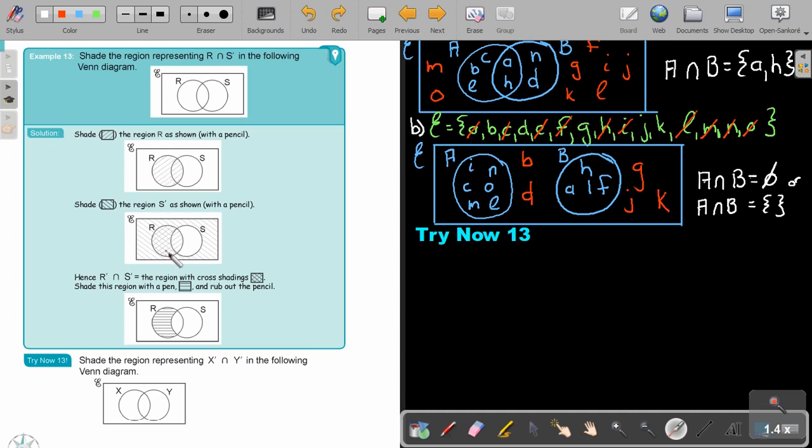So do this with pencil. And then with pen, you indicate the required region. And then you clean the pencil, or rub out the pencil. But let me show you the numbers.